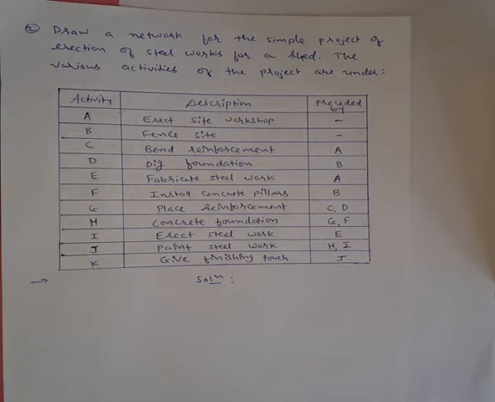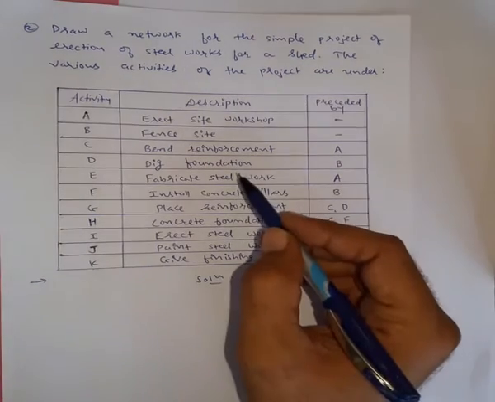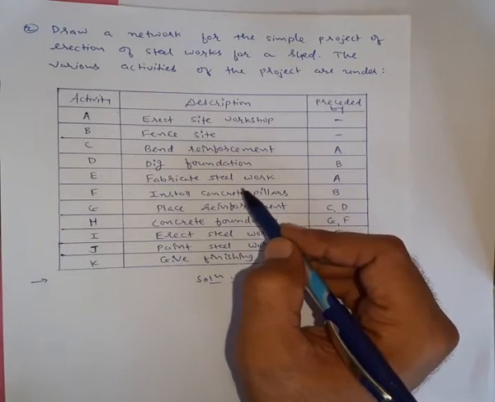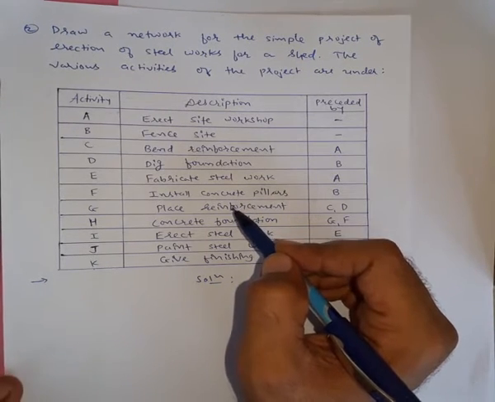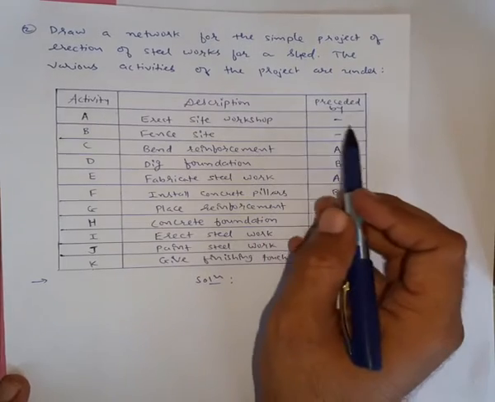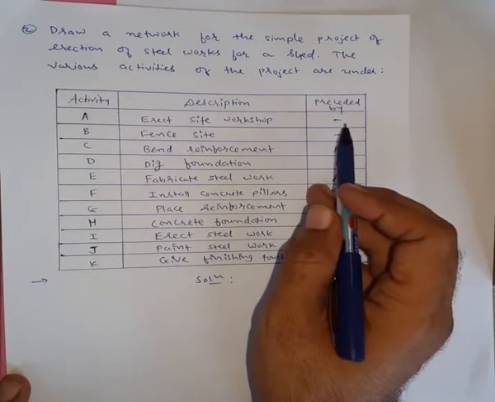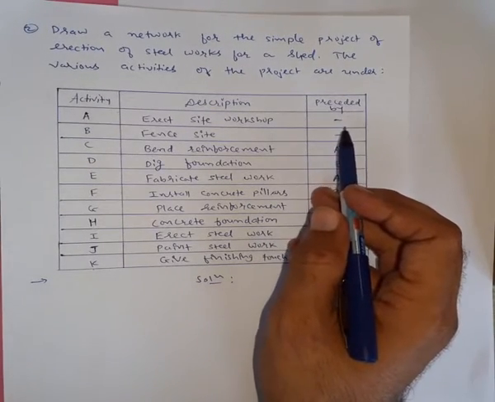So what is the task? You are supposed to have a project in which you do the erection of steel works for a shed. You have to build a shed, and for that you will have to erect some steel works. There are various activities in which the project is divided, given in the table shown below. So these are all the activities in which the project is divided. Its description is given, and on the opposite side its predecessor activities are given.